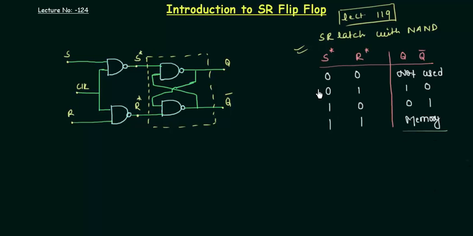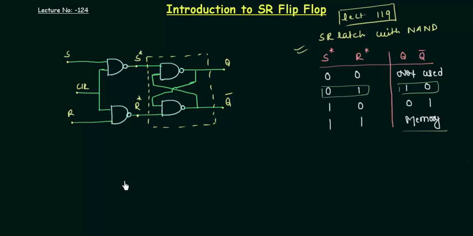For example, if it was 0 1 in the previous case and then I give 1 1 to S star and R star, then 1 0 is stored again. Memory means whatever the previous value was is stored when S star and R star are 1. For better understanding, just watch this lecture, and if you already know it, then you can proceed now.